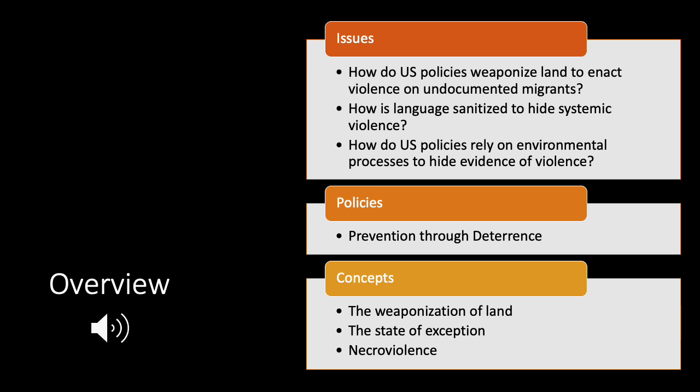Now, the big policy that we're talking through in this book is going to be prevention through deterrence. This is a kind of organizing strategy that the U.S. has adopted since the 1990s for how to manage, I don't know, the border. Manage is a strong word. Again, I'll explain it later, and then it'll make a little more sense. And then the concepts that are going to come out are the weaponization of land. How is the land weaponized to enact violence? The state of exception, and necroviolence.